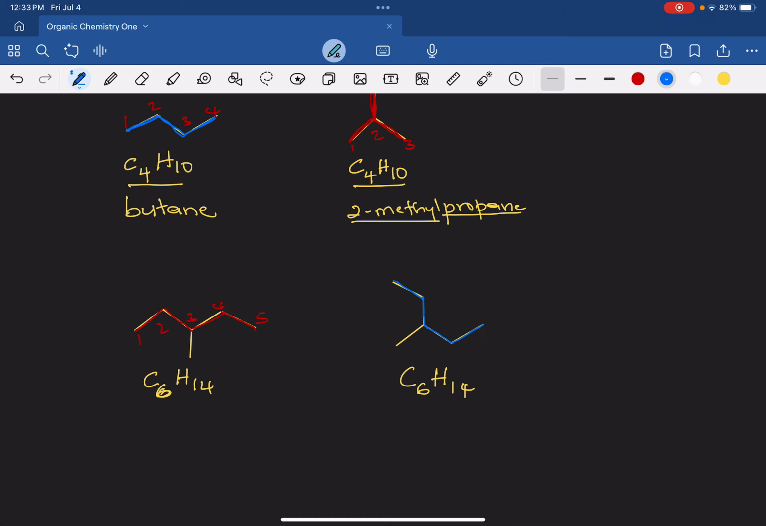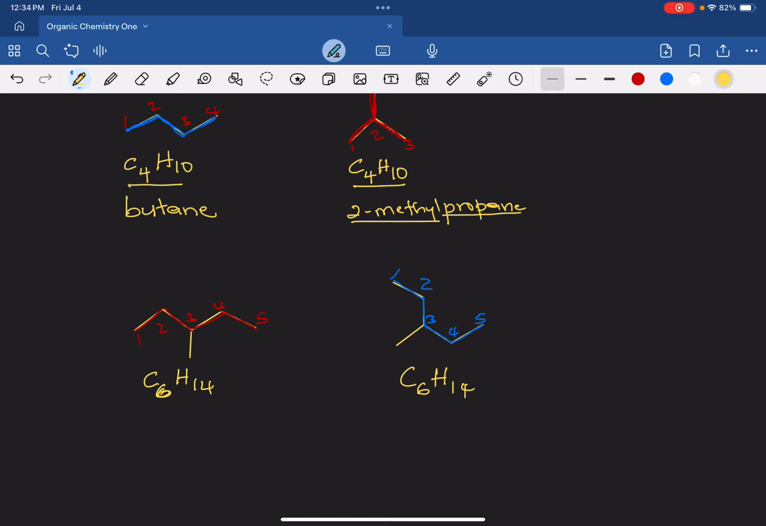Now, remember your rule. Once you find the longest chain, number from the end. It doesn't matter where we number this time, it would be the same from either one of them. Number from the end that gives the substituent encountered first your lowest number. So if we look at these two, look at what we're finding out. They both have 5 carbons in their longest chain. So we have 5 carbons connected to each other in a long chain over here. We also have 5 carbons connected to each other here. That's this connectivity and this connectivity is the same.